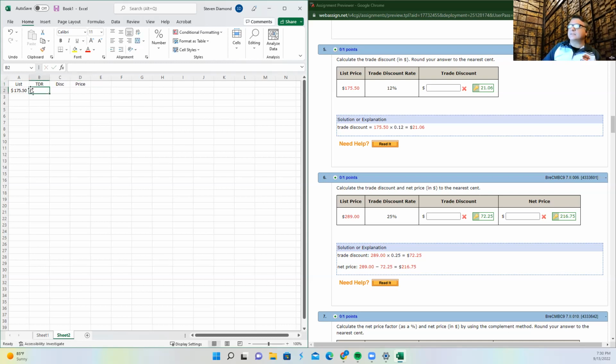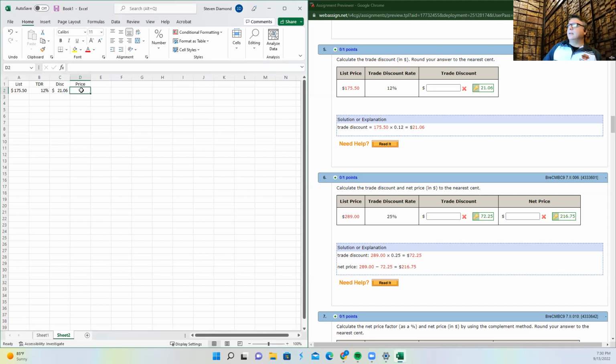The way we're going to do this is we know that the trade discount rate is 12%. That's 0.12. Since we're in Excel here, I'll turn it to a percent. We want to know our discount, and turn these into money as well. We're basically going to take our list price times our trade discount, and that tells us how much we're going to take off of each one.